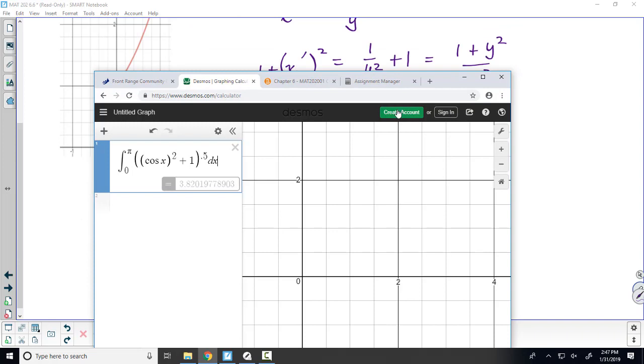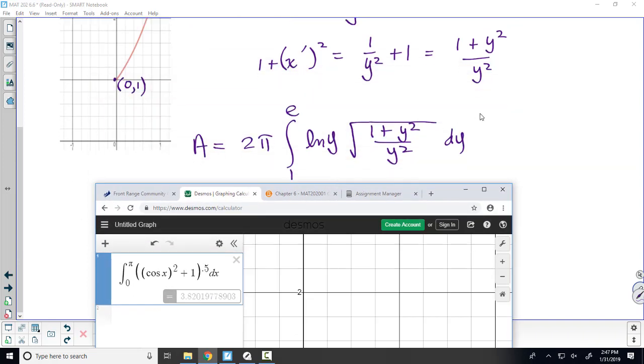How am I going to get the, if I do that? All right. So let's see. I need natural log of x. I'm going to turn everything to x's. Put a 2 pi out in front. Limits of integration, make that an e. 1. And then down here, sheesh, all that needs to go away. So we'll do 1 plus x squared over x squared. All right.